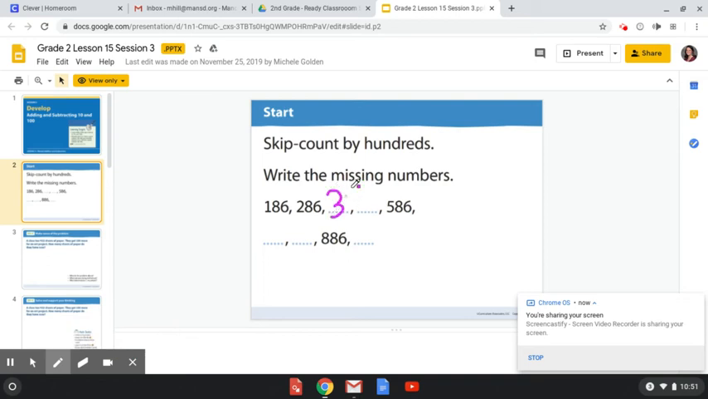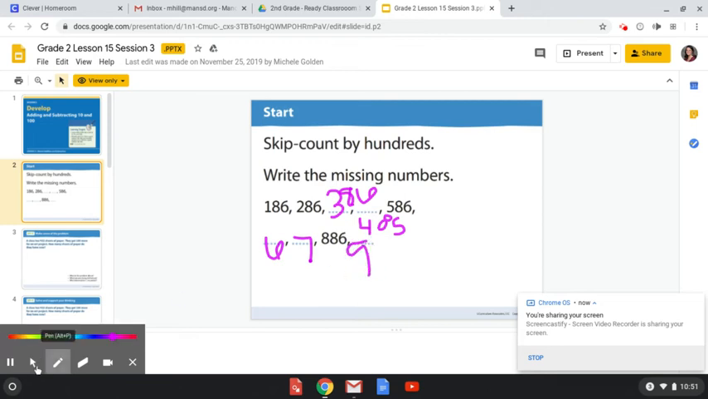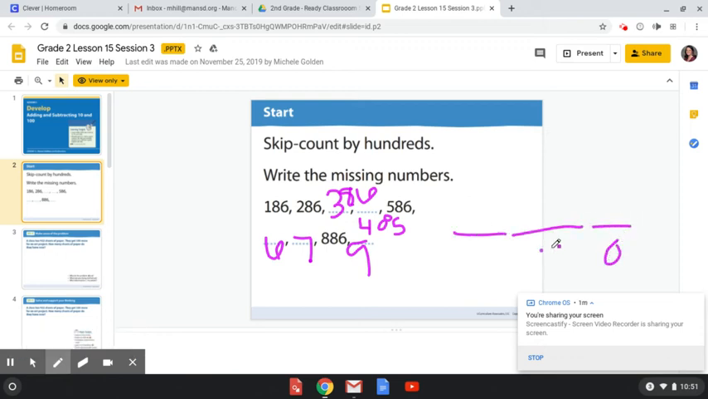So it goes 186, 286, 386, it's a small line, then 486, 586, 686, 786, 886, and 986. So once again, you really want to think about how our numbers have three places. They have our ones place, our tens place, and our hundreds place. So if you're skip counting by hundreds, you're only making the hundreds place go up by 1.